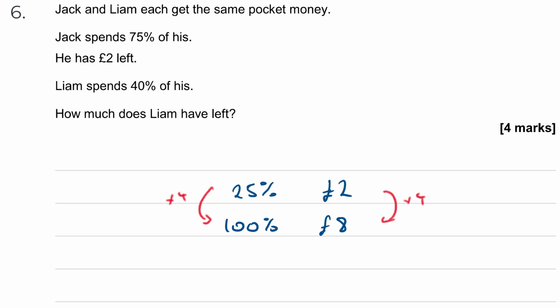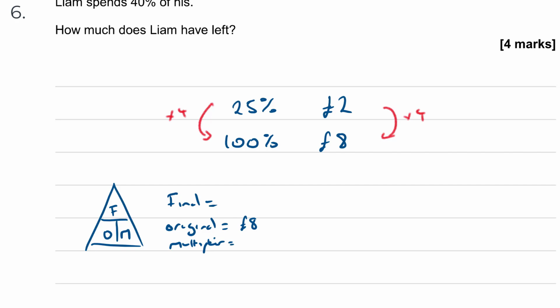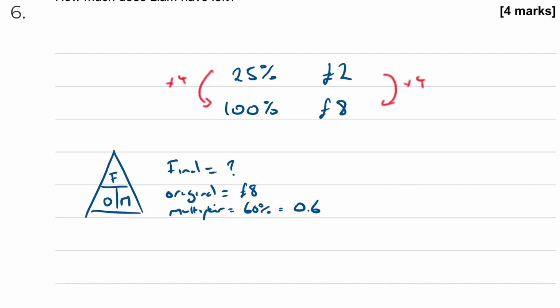So using our triangle, final, original, multiplier. Our final is what we're trying to find. Our original is £8, and our multiplier, let's say we want to find 60%, don't we? 60% of the amount, which has a multiplier, is 0.6. So to find our final, just cover that up, is original times multiplier. Final is equal to original times multiplier.